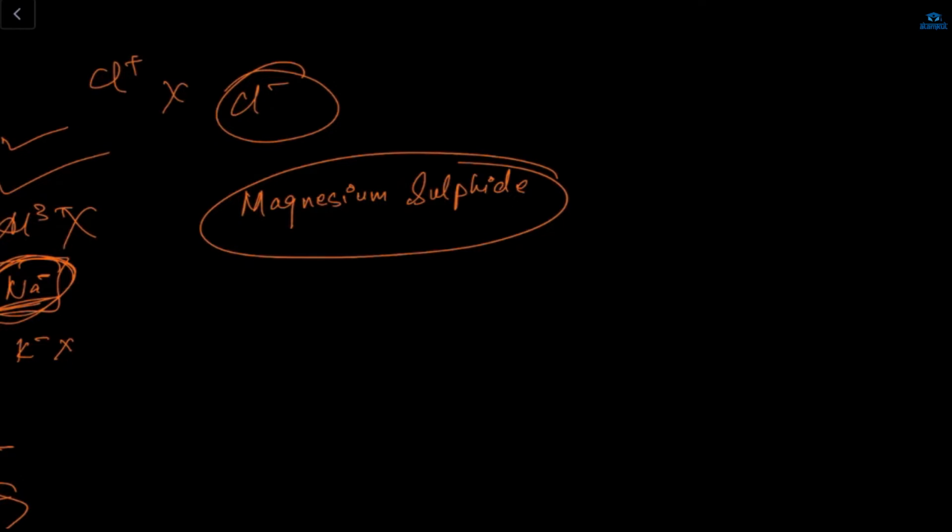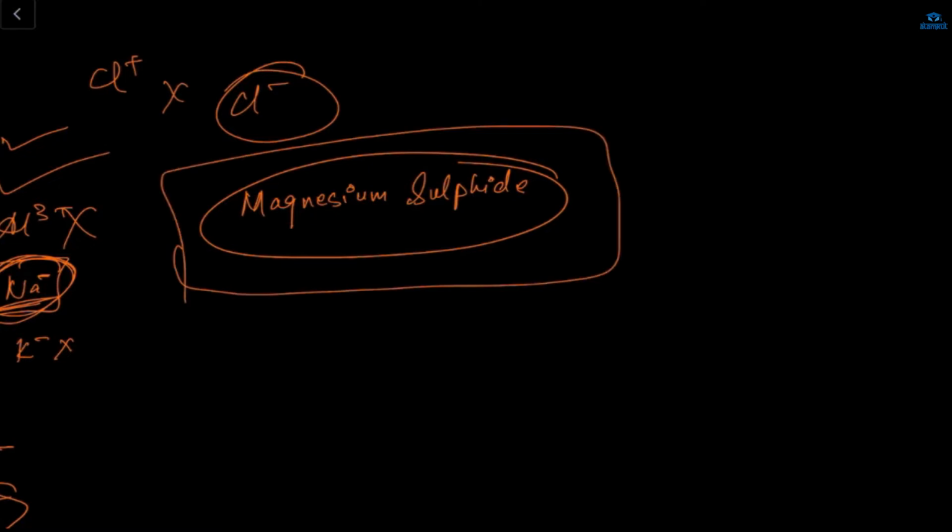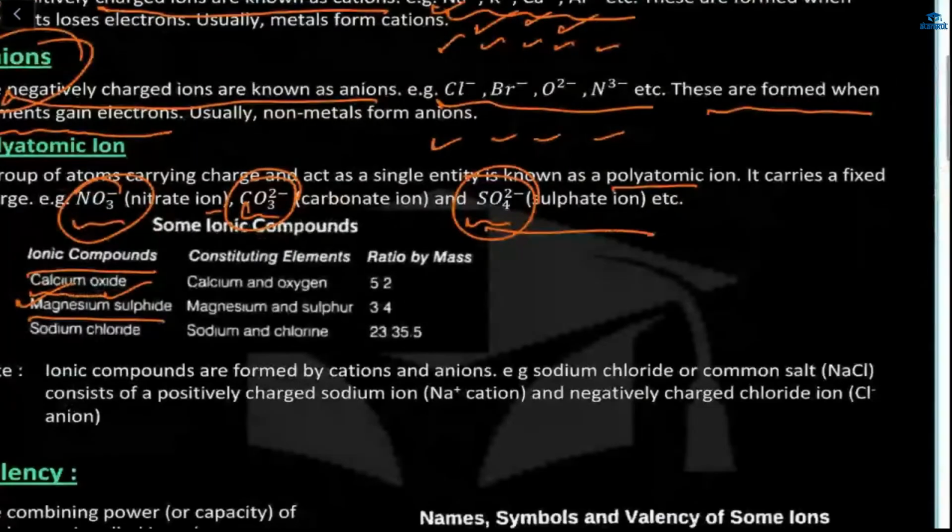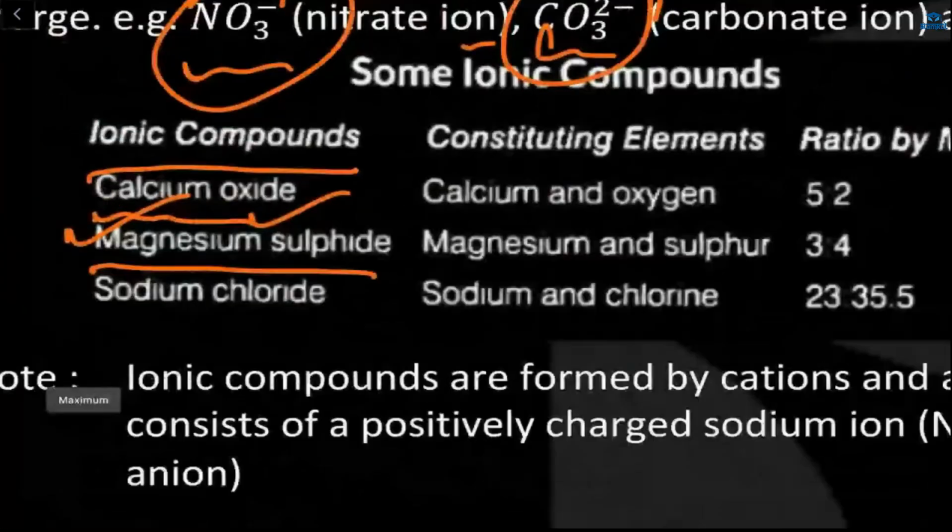Anybody? What are the constituting elements in magnesium sulfide? One is magnesium, another one is sulfur. So it's a compound, right? Magnesium sulfide is a compound, right? Yes, it's an ionic compound.